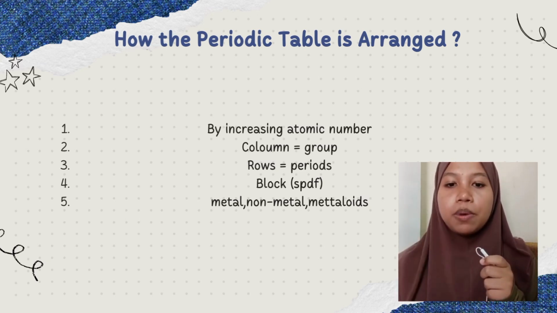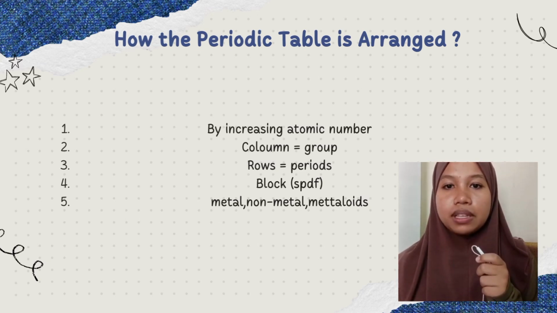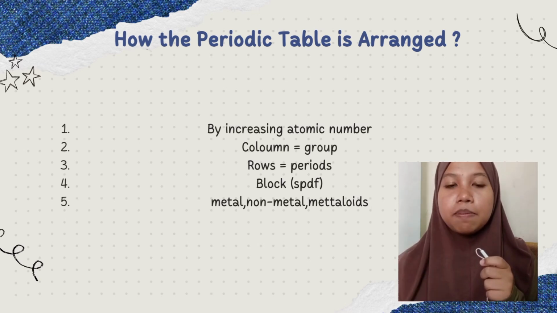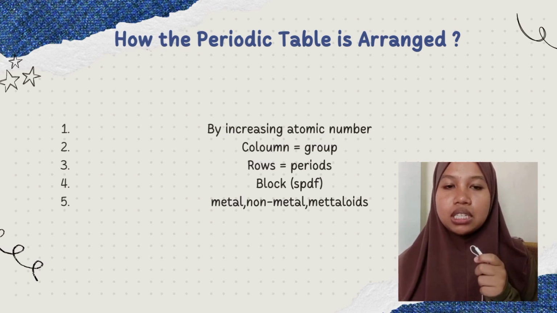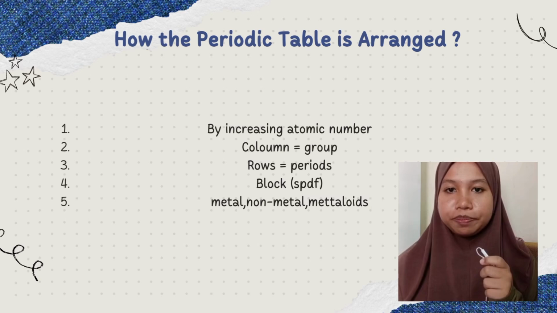Number 4, blocks. The table is divided based on electron orbitals. S block for groups 1 and 2 at the left side, P block for groups 13 until 18 at the right side, and D block, which is the transition metals, in the middle, and F block at the bottom.